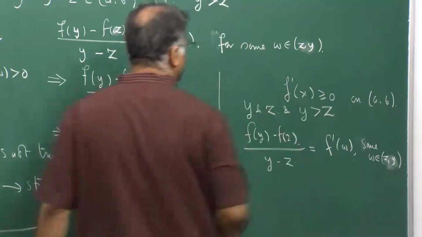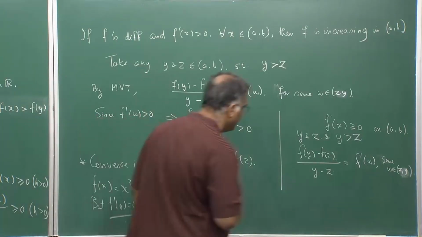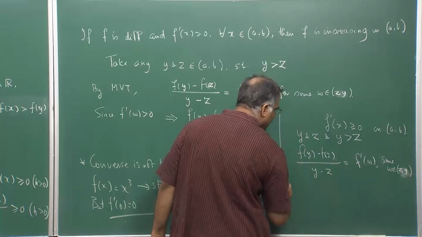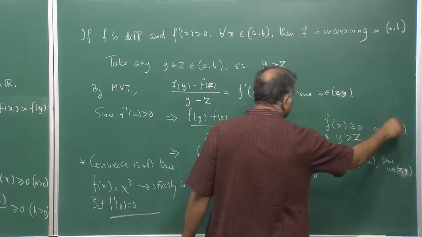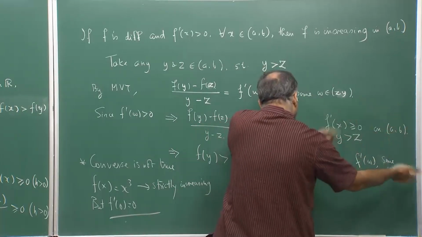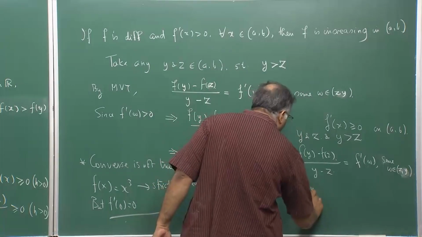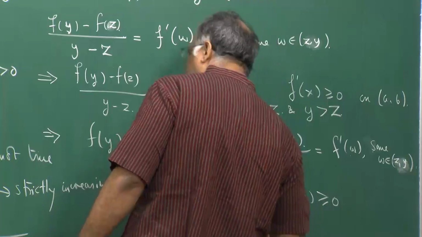Sorry, I am writing fast, so when I write fast I sometimes slip. So, that is human. Mathematics, by the way, is a human endeavor, something that we need to remember. So, now this is greater than or equal to 0, and this is true for any w in z y, and z y is inside the interval a b. So, then f y minus f z is greater than or equal to 0, which proves that it is non-decreasing.